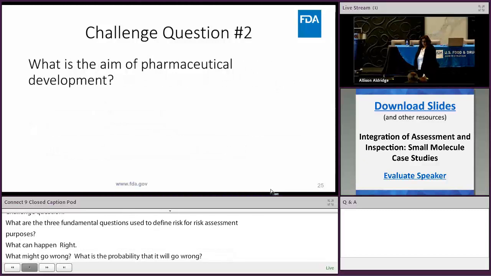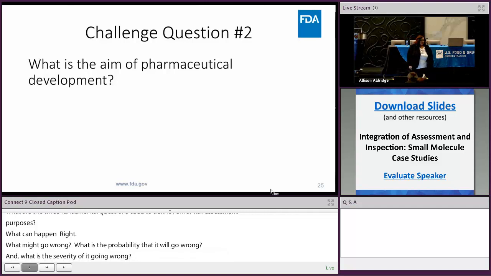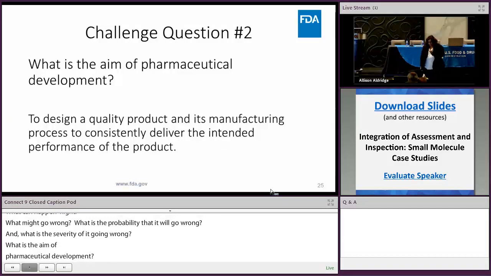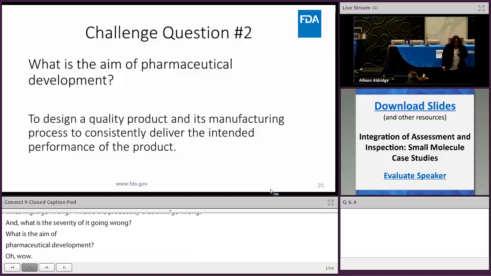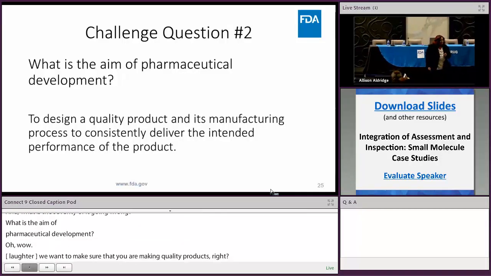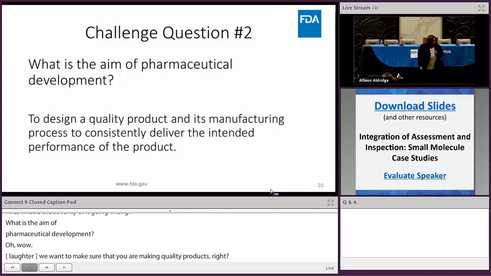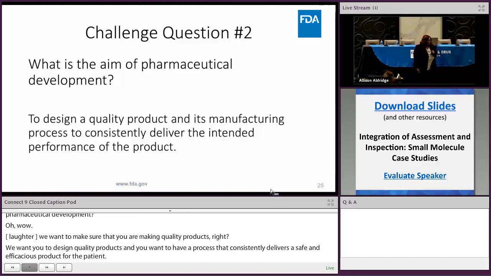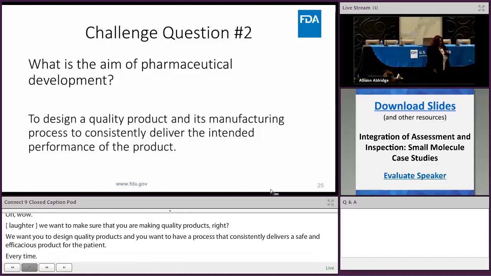What is the aim of pharmaceutical development? Oh, wow. We want to make sure that you're making quality products, right? We want you to design a quality product, and you want to come up with a process that consistently delivers a safe and efficacious product to the patients every time. That's why development is so important. That's why there's Q8, right? There's Q9 for the risk assessment. There's Q10 for the quality systems. Thank you.